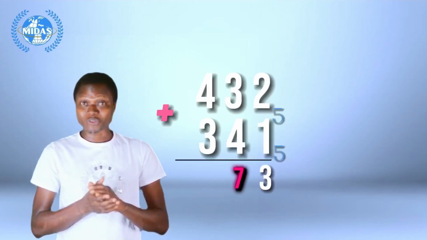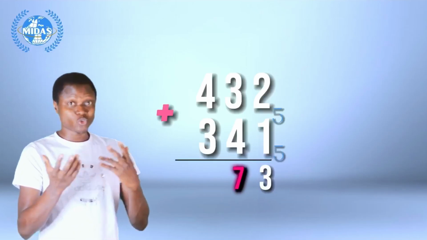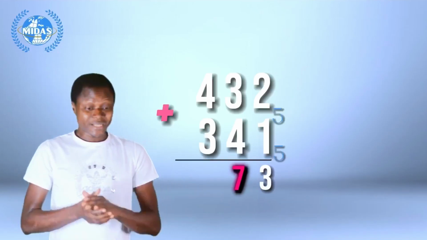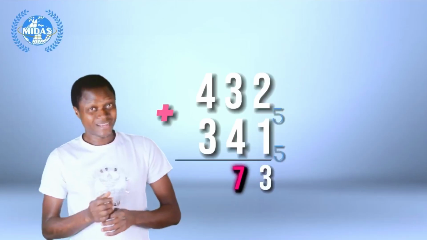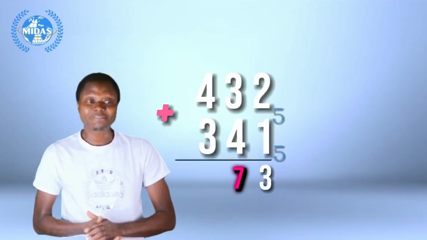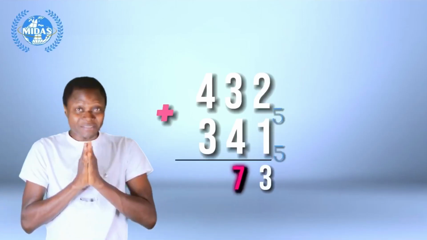Now 3 plus 4 is 7. It can't go because remember we're in base 5. The room can't take it. If you are in a room that is base 5, it can't even take 5. It can only take 4. So what do we do? We have to convert that 7 to base 5.